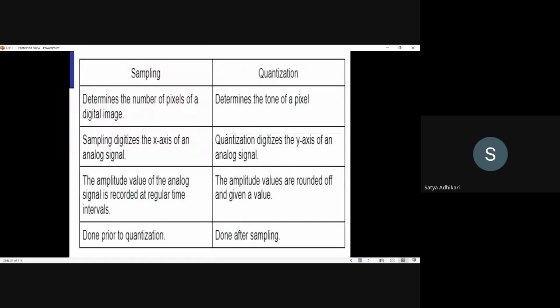You may get a question in your exam: the difference between sampling and quantization. Writing the difference like this only will not get full marks. You have to write using a proper example, and you have to draw the images. This is a simple idea about what sampling is and what quantization is.